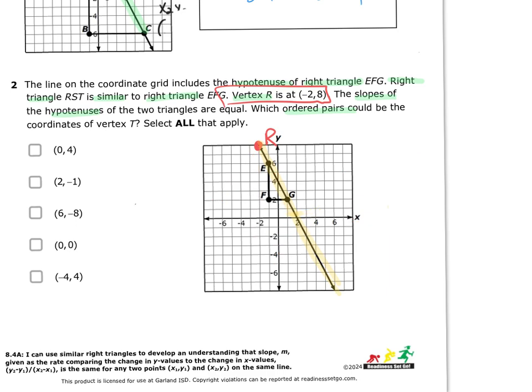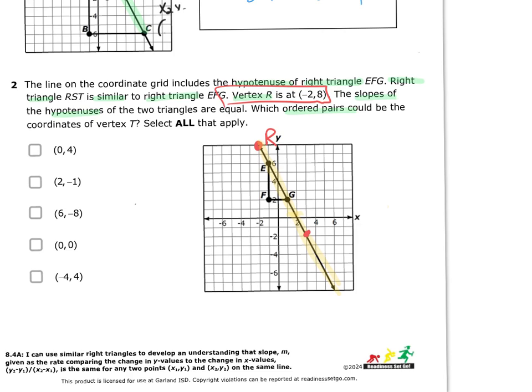I have too much on here, so I'm going to clear it off a little bit. But let me keep this other point, because this point could be vertex T, right? This is a possibility for vertex T. I wonder if you can think of some other points that maybe could be vertex T. Look at the list on the left and talk with your partner. Which of those 2 points do you think would work and why?